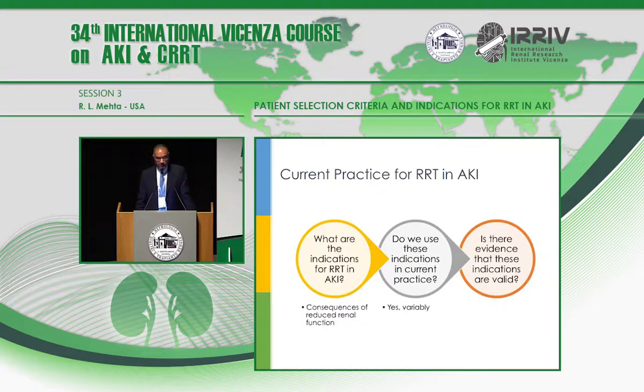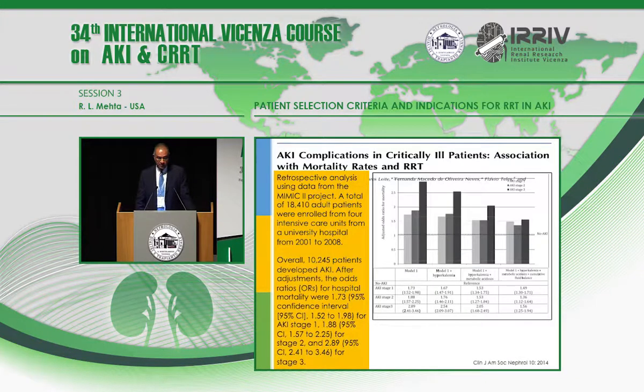So one of the things which one must ask is, where did these indications come from, and what's the evidence behind them? And when I started looking for that evidence, I found that there isn't a clear-cut demonstration that these indications are clearly what we need to focus on. So one study which has been published was looking at about 18,000 patients in an ICU database, the MIMIC database, which is from Boston. And in this group, 10,000 patients developed AKI, and these were the odds ratios for mortality.